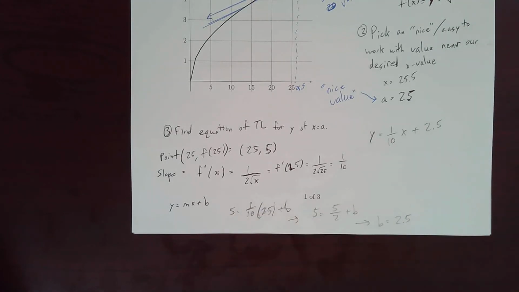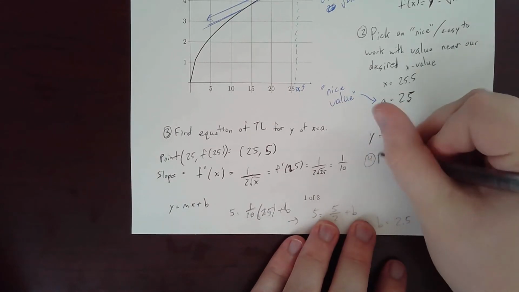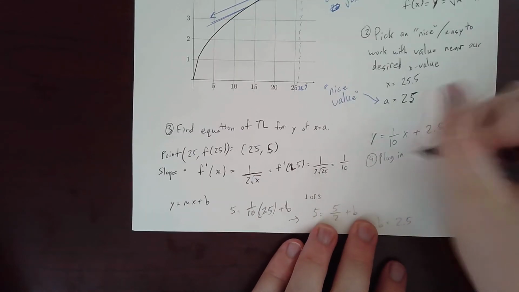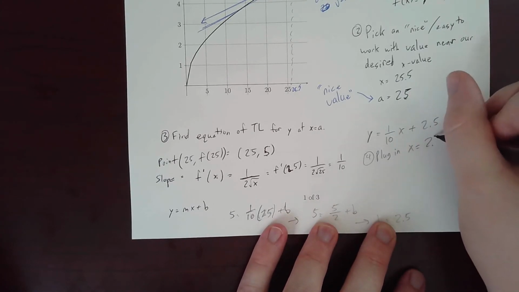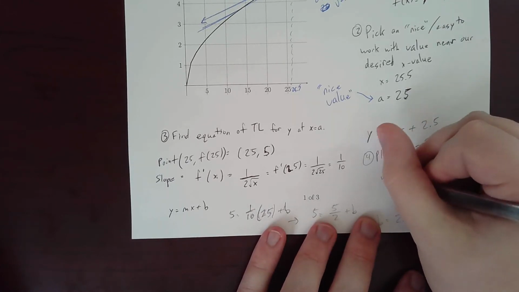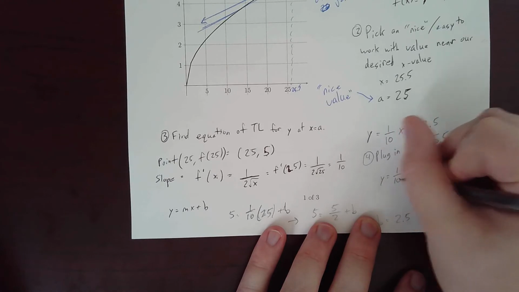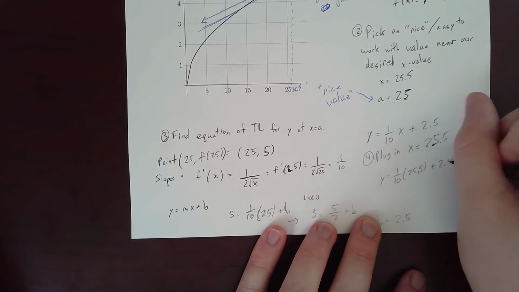And so we can go ahead and plug in our x, which is 25.5 from before. And we get y equals 1/10 times 25.5 plus 2.5.